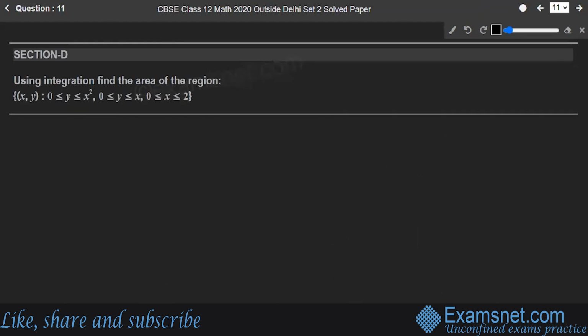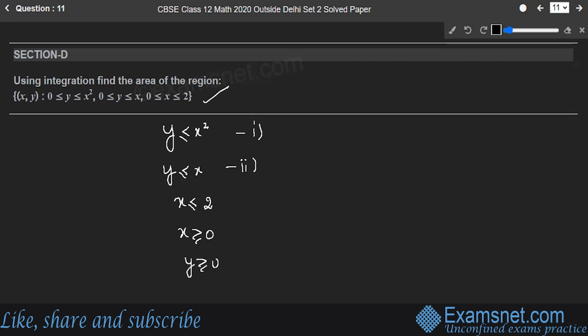Question number 11. Using integration, you have to find the area of the region bounded by x, y, such that 0 is less than or equal to y, less than or equal to x square, and 0 less than or equal to y, less than or equal to x, 0 less than or equal to x, less than or equal to 2. So actually we have 5 inequalities over here. Let's see them. First, y is less than or equal to x square; let's say this is number 1. Second, y is less than or equal to x; let's say this is number 2. x is less than 2, x is greater than 0, and y is greater than 0. So these are the 5 inequalities we have.